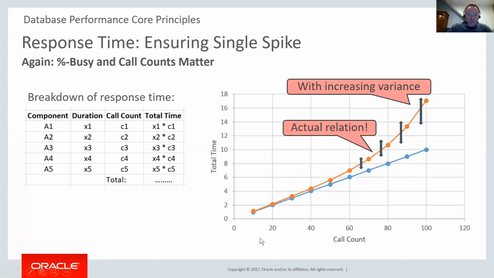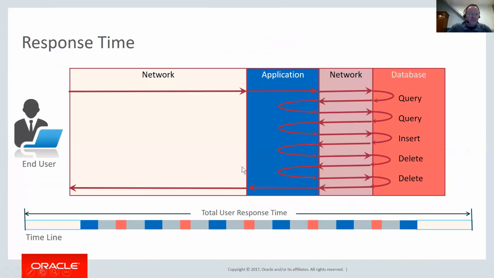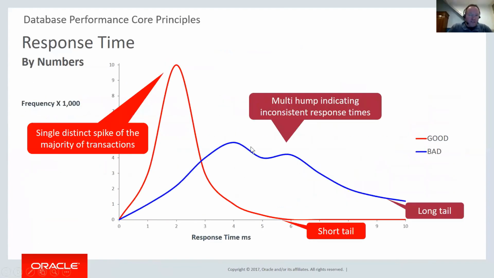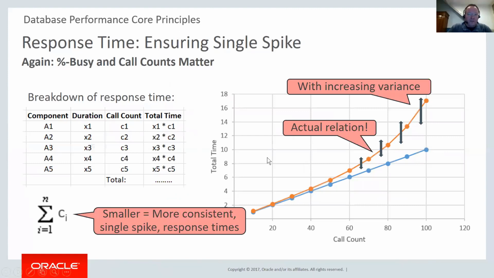So what can you do to get more a red curve than the blue curve? Well, there's only one thing you can do, and that is make sure that the sum of all the call counts for your use case is as minimum as possible. Yeah? If you have a smaller number of call counts going on for a particular use case across all the components that add to your response time, you are more likely to get a single spike consistent response times. It's all theory we've learned back when we were at school and were taught these kinds of things, but we seem to have forgotten all about that.